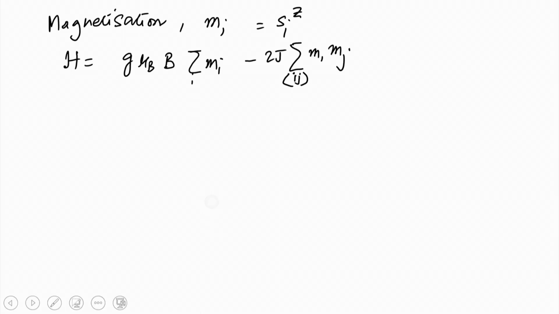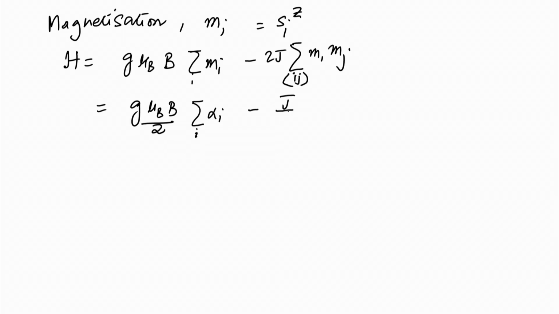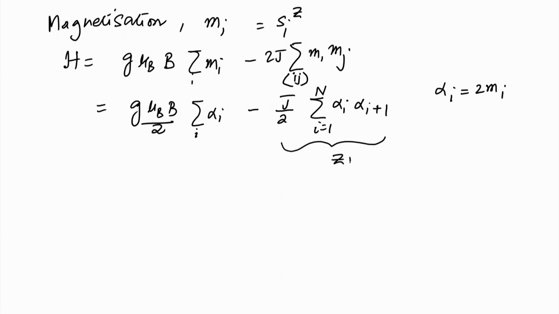This is written as g mu_B B divided by 2, sum over i of alpha_i, minus J by 2, sum i equal to 1 to N of alpha_i alpha_{i+1}, where alpha_i equals 2 M_i. So, basically these alpha_i's will take values which are either plus 1 or minus 1, and if you notice, the second term contains zN by 2 spins. So, these are the total number of spins that is there.